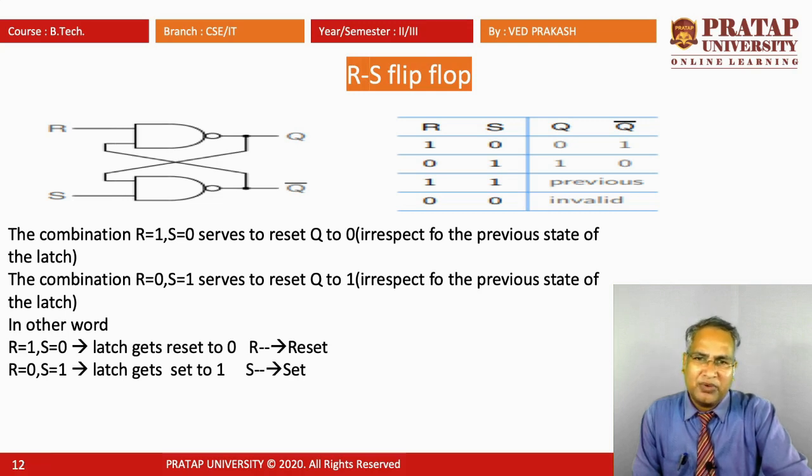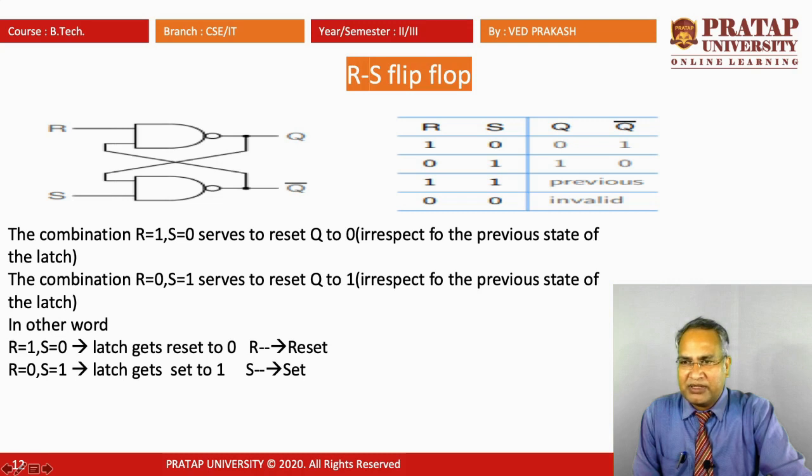And when both inputs are 0, R0 and S0, then in such a case it is an invalid state. It means we don't find a proper state. If both our inputs are 1, then how can we get 1, 1, because the outputs are Q and Q bar. So when we get 1, 1, in such a case we call it an invalid state.